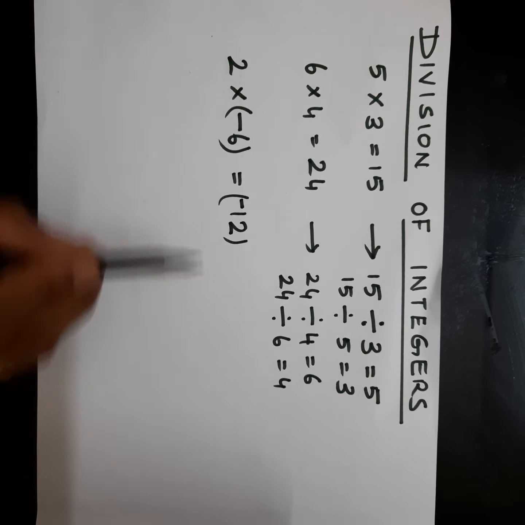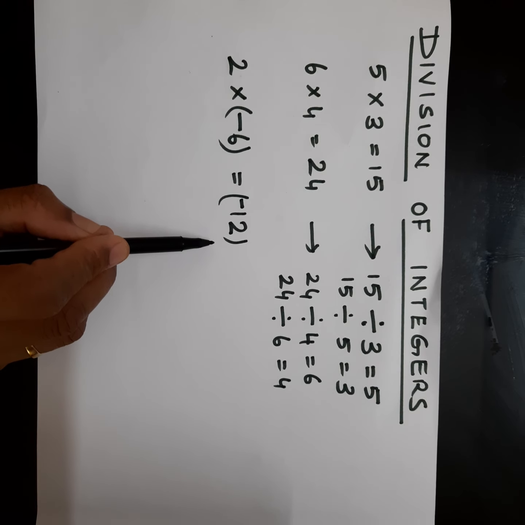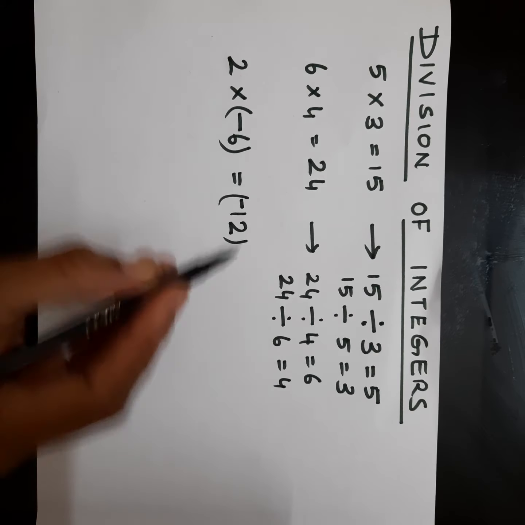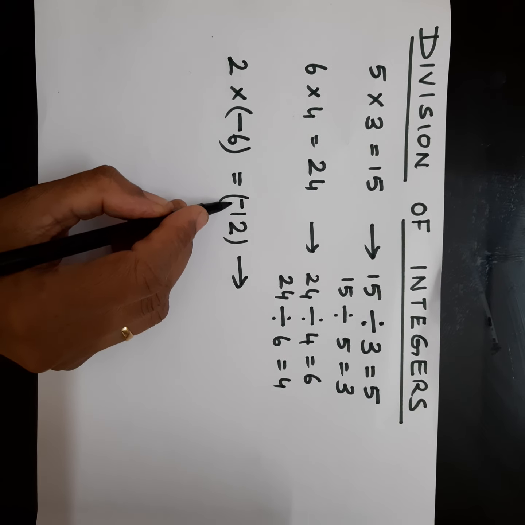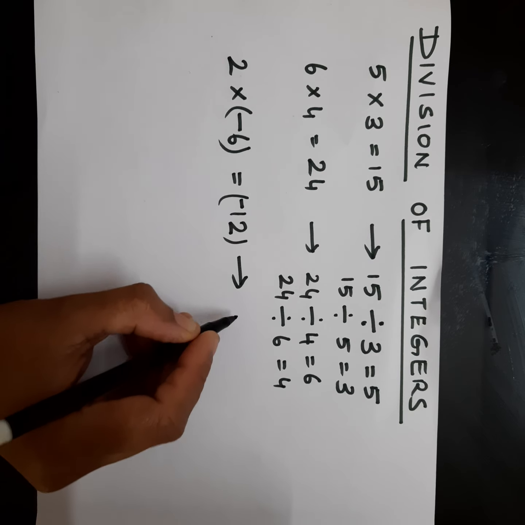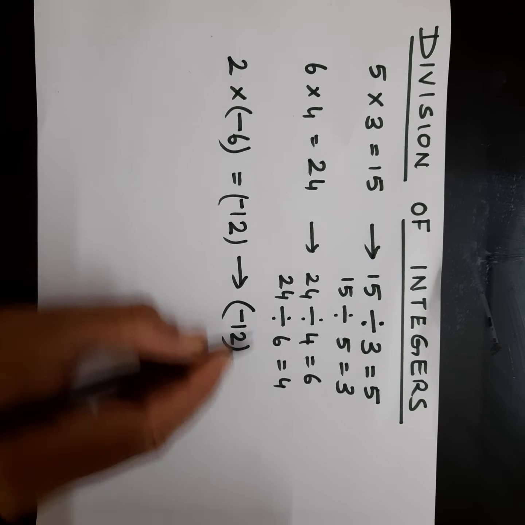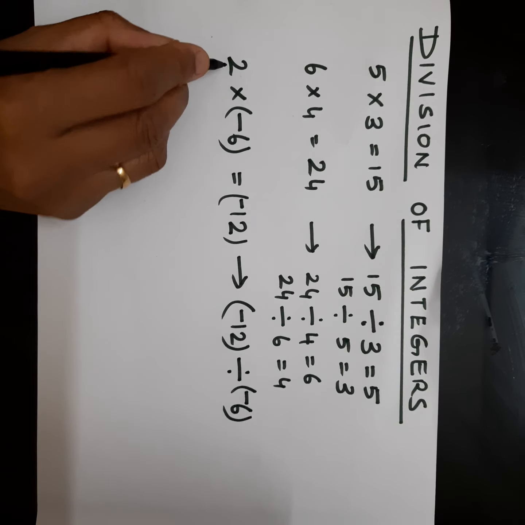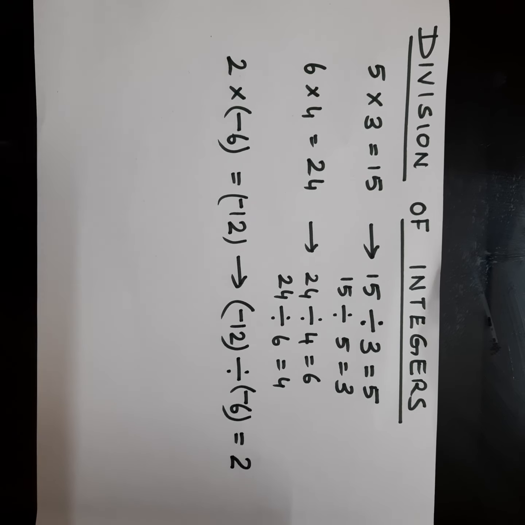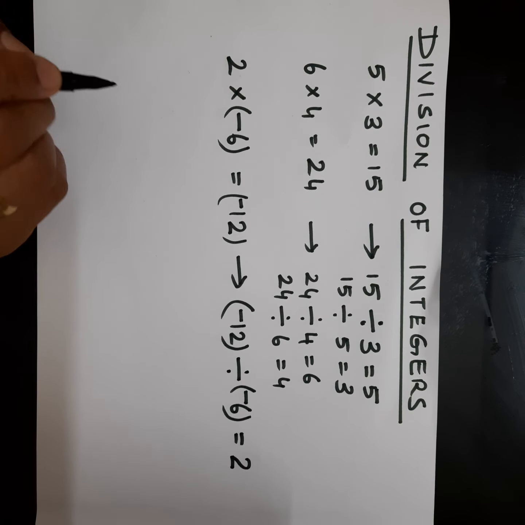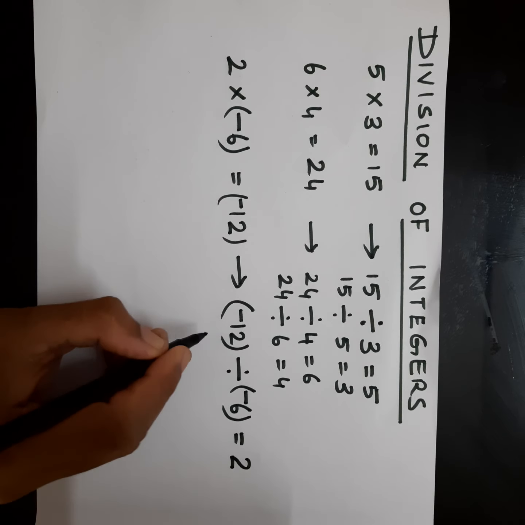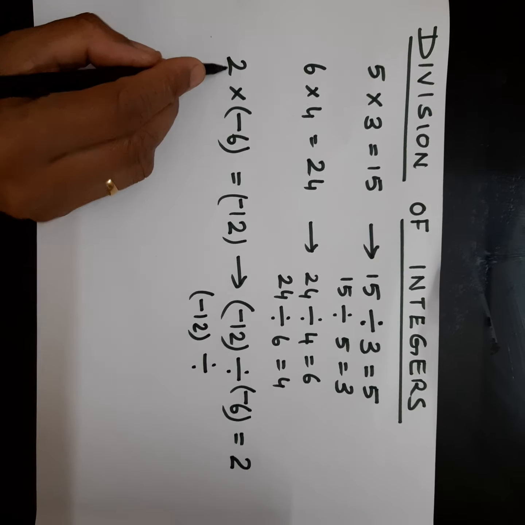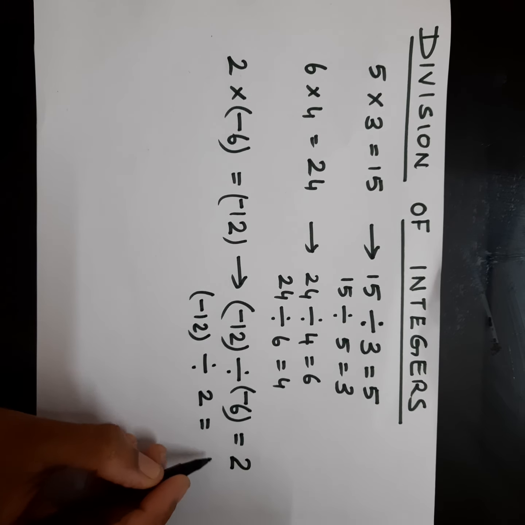Now let us write this multiplication statement. From this we can write two division statements. Let us try. For the division statement, first we write the product. Minus 12 divided by minus 6 is equal to 2. Then the second statement is minus 12 divided by 2 is equal to minus 6.